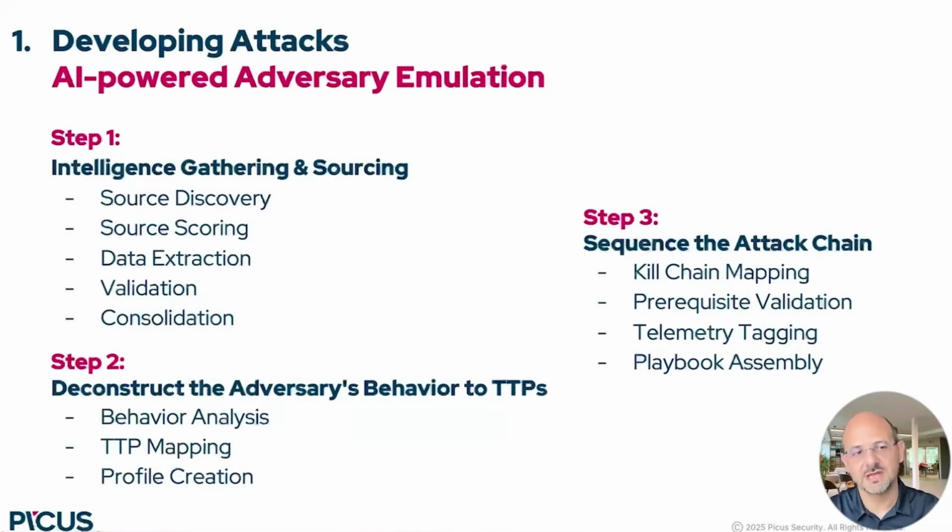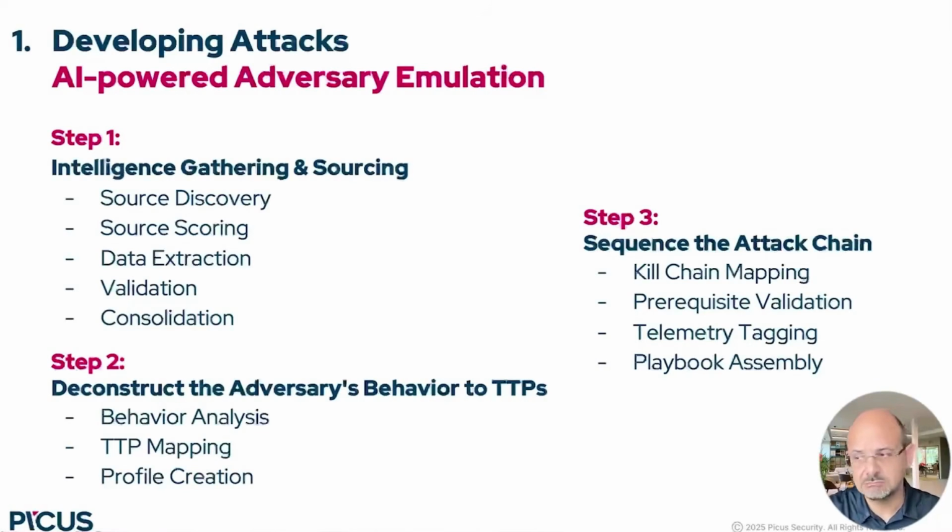Then, at the first step, we have a finished intel report. Once we have the finished intel report, we get into deconstructing the adversary behavior, doing the behavior analysis and the TTP mappings. So we now understand Fin8's campaign, the TTPs, and the flow of that campaign. Stage 3 is how we sequence and build that attack chain, and building that attack chain means mapping those TTPs to the Picus library.